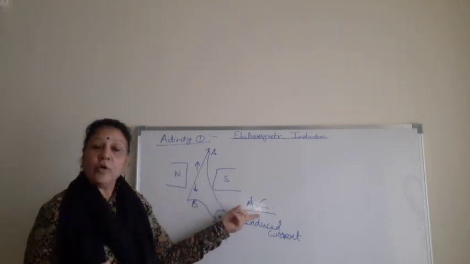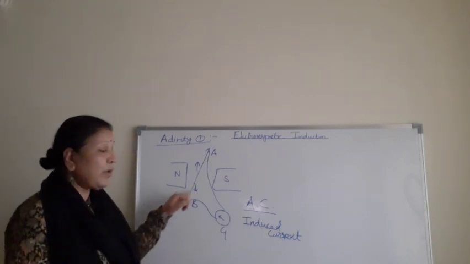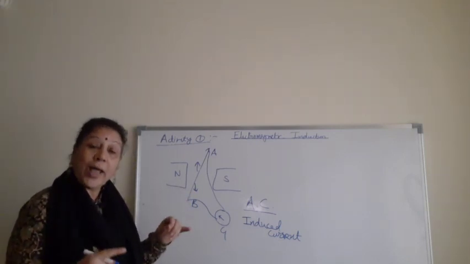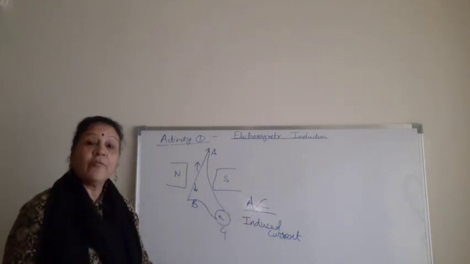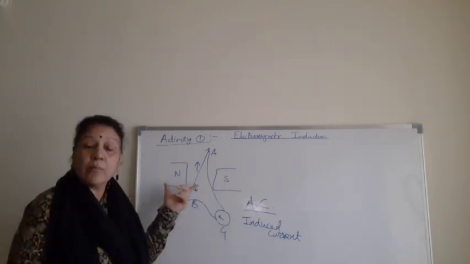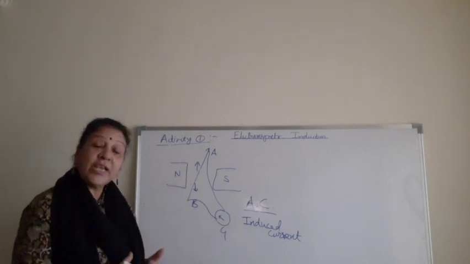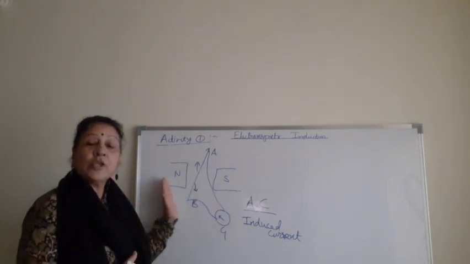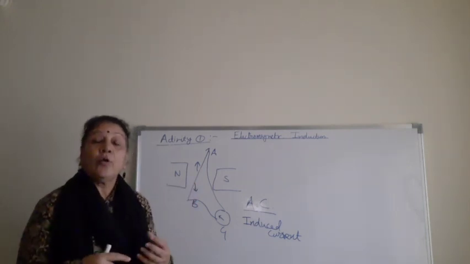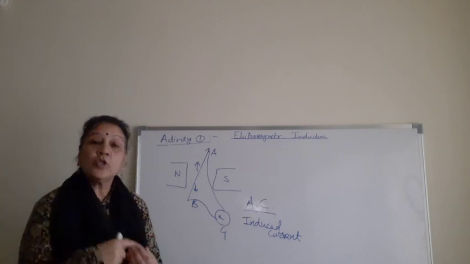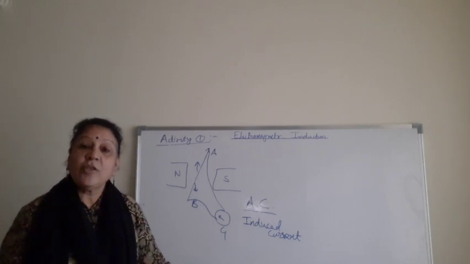The strength of the alternating current thus produced can be increased by increasing the number of turns. If I am taking a coil which has more number of turns, definitely we'll get more amount or strength of induced current. We can also make it stronger by taking a stronger magnet here, and we can also change the direction by changing the polarity of the magnetic field. We can also make the induced current stronger by winding the coil on a soft iron core. So there are different ways where I can increase the strength of induced current.